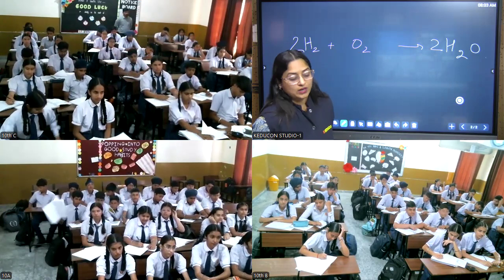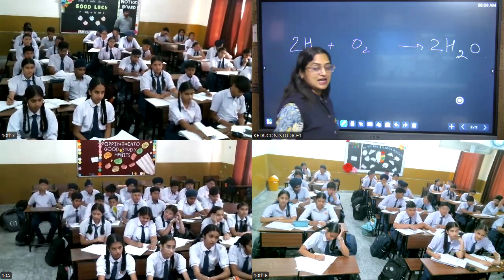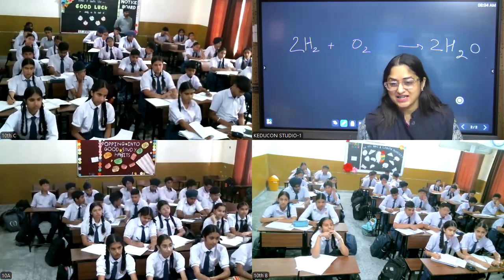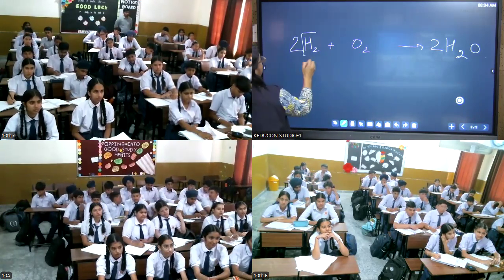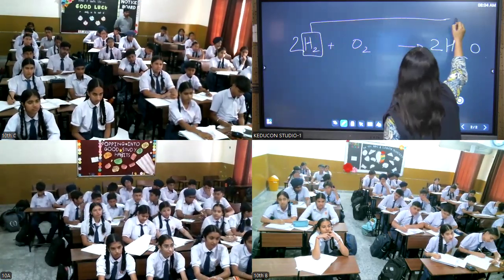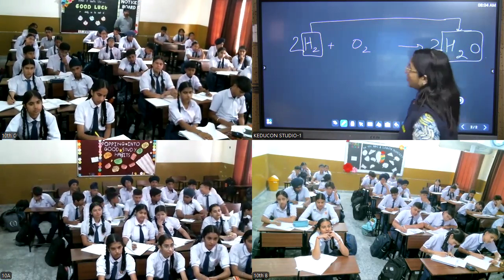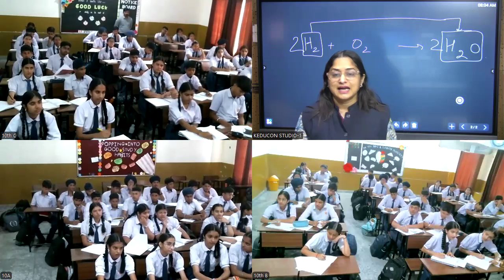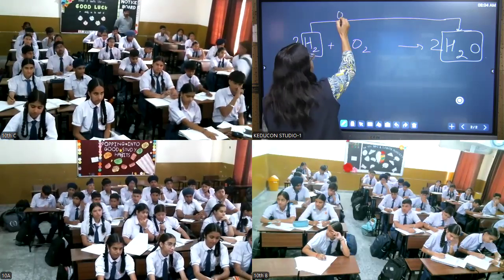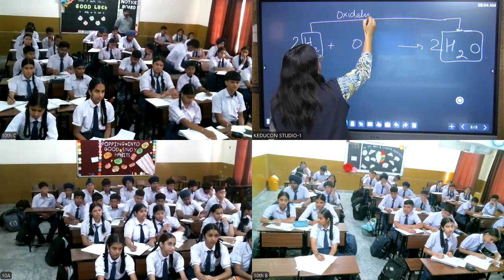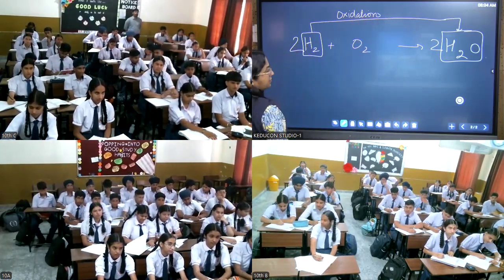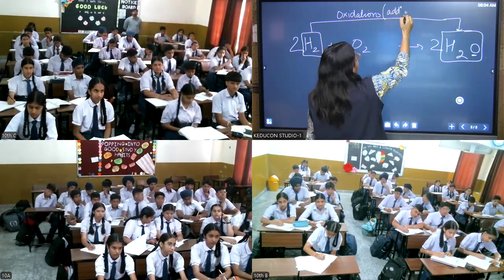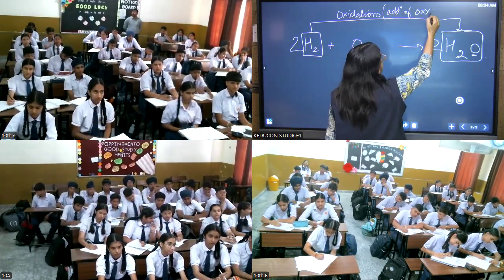Now tell me, what is getting oxidized in this reaction? Hydrogen. So we represent it like this. This hydrogen is getting oxidized. How can you say that this hydrogen is getting oxidized? What is happening here? Addition of oxygen. So this is called oxidation because you are adding oxygen to hydrogen. So oxidation is addition of oxygen.